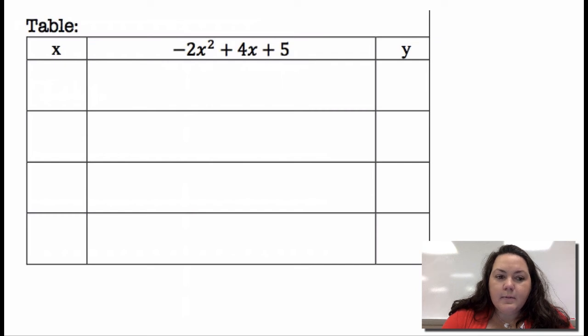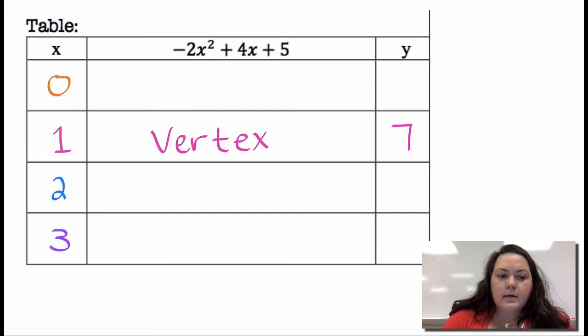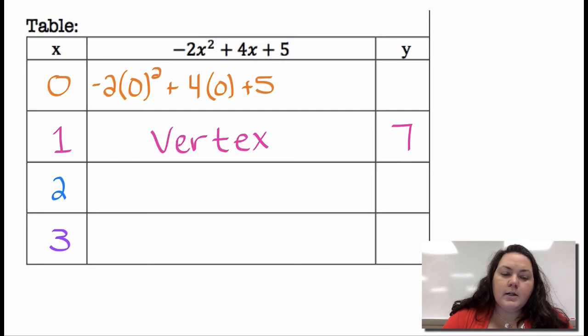Now I'm going to go to my table and put the vertex right in the middle. So (1, 7) is my vertex. I'm going to pick some numbers below and some above, so 0 below, and then 2 and 3 above. If I plug in 0, I have negative 2 times 0 squared plus 4 times 0 plus 5. 0 squared is 0 times negative 2 is 0, 4 times 0 is 0, so that gives me 5.